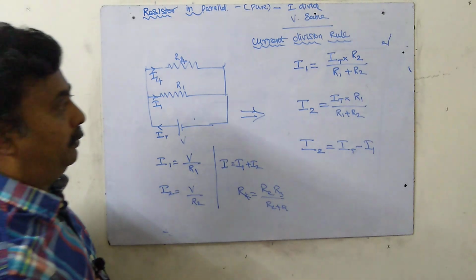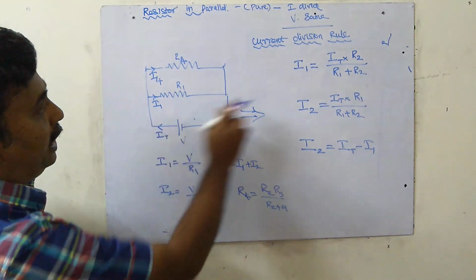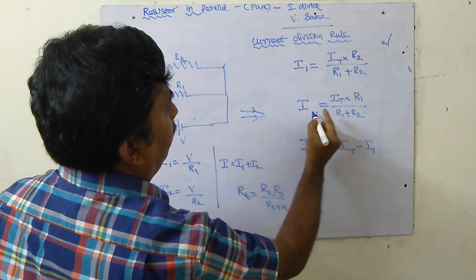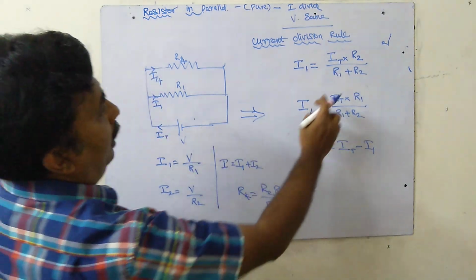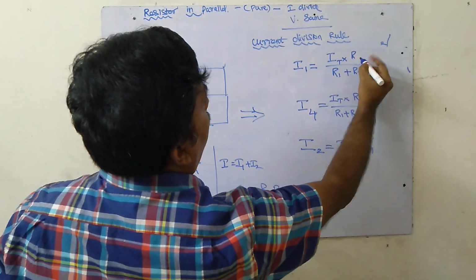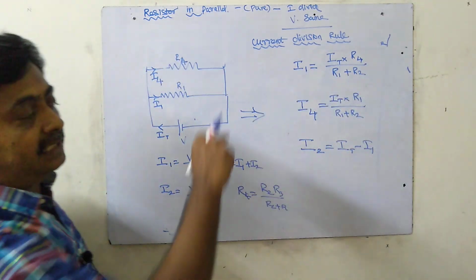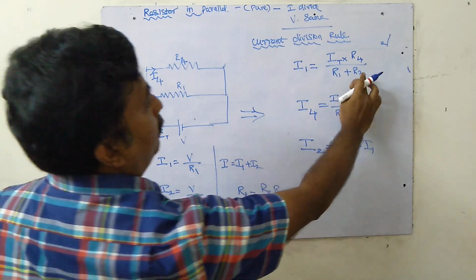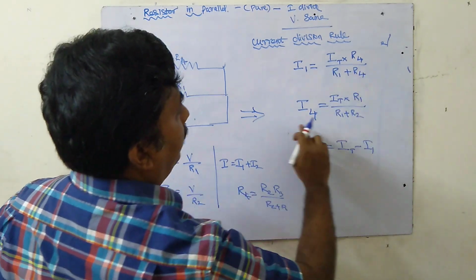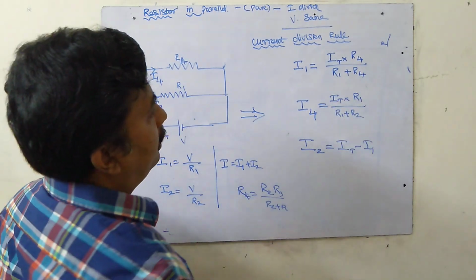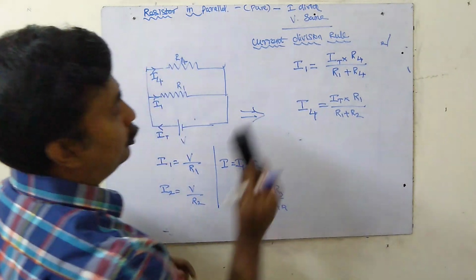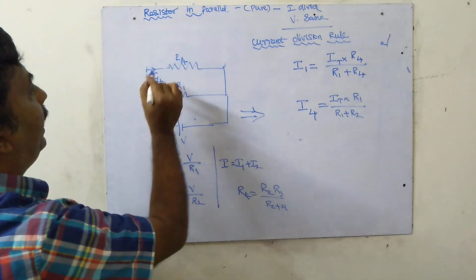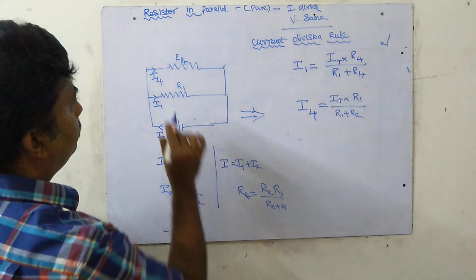Okay, so for example, I will tell it like this. Suppose I have calculated I1 and I4. Here I1 equals I total into R4. This is for three resistors connected in parallel, so I1 equals I total into R4 divided by R1 plus R4. And I4 equals I total into R1 divided by R1 plus R2. So once I have calculated I4, I again have to split it into two parts.